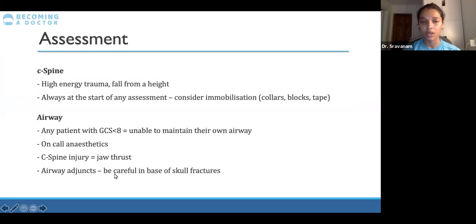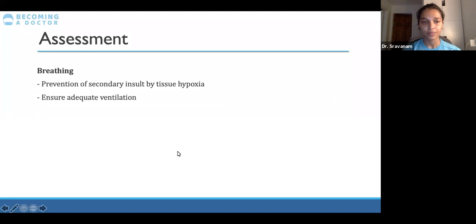Brilliant. Good job. Next, on to breathing. So we're worried about breathing in head injury because we want to prevent any secondary insult to the brain tissue. We want to avoid any hypoxia, which obviously will kill any brain tissue. So we need to ensure that there's adequate ventilation and oxygenation following head injury.